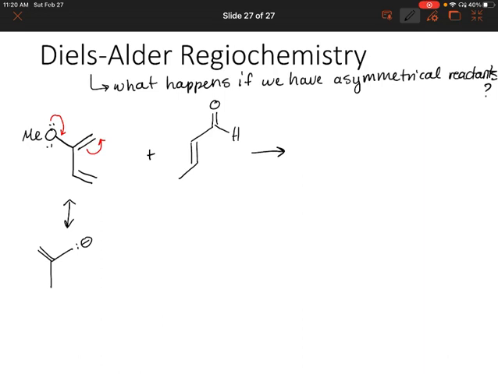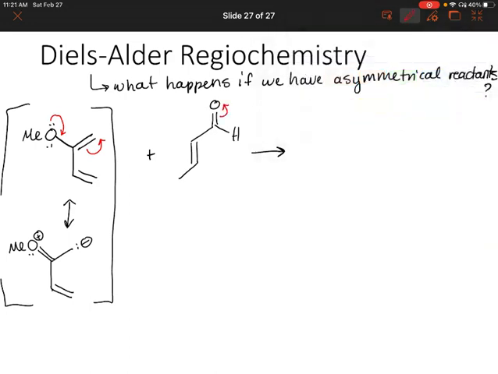So now we have a positively charged oxygen and a negatively charged carbon. Okay, let's look at our aldehyde, because we could also draw resonance structures there. So for example, we can move pi electrons up to oxygen. So now we have a negatively charged oxygen and a positively charged carbon.